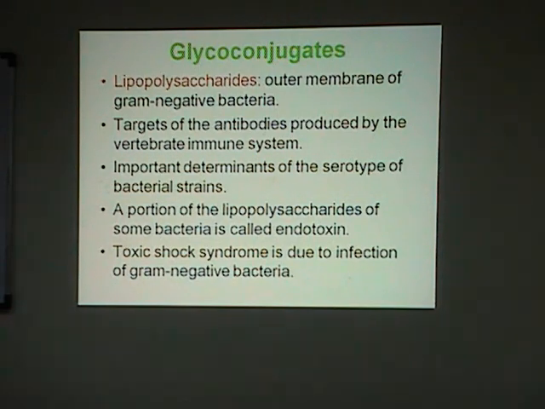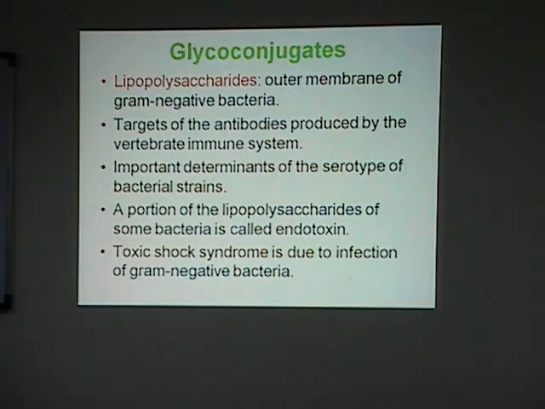Lipopolysaccharides, in the outer membrane of gram-negative bacteria, are targets of the antibodies produced by the vertebrate immune system. What happens when there is an infection of a particular bacteria? Our B cells, or B lymphocytes, when exposed to a particular type of antigen, only then start to synthesize antibodies. For that, the lipopolysaccharide contains important determinants of the serotype of bacterial strains.